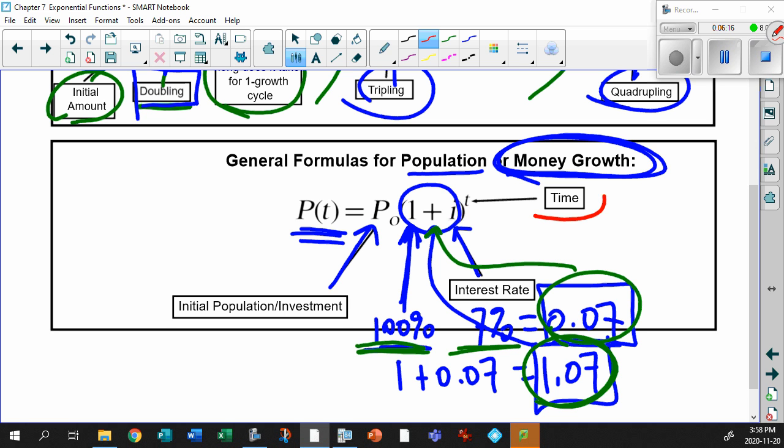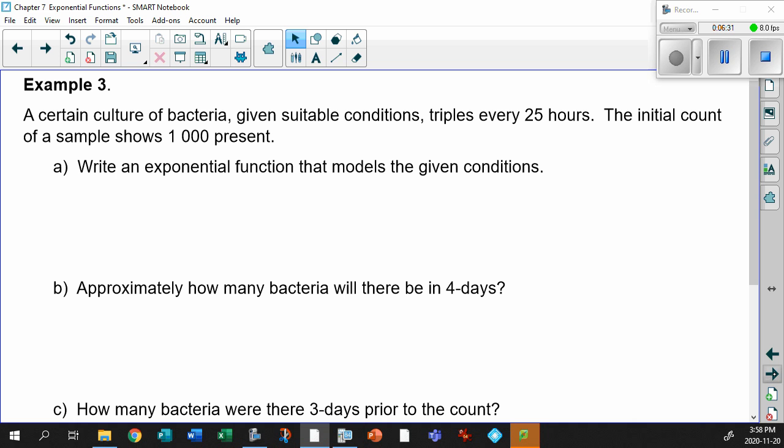And then there's your time factor, which we're going to talk about in terms of something called a period. How often do you actually collect interest? Wow. Let's save that for another podcast, shall we? Let's go right into a question.